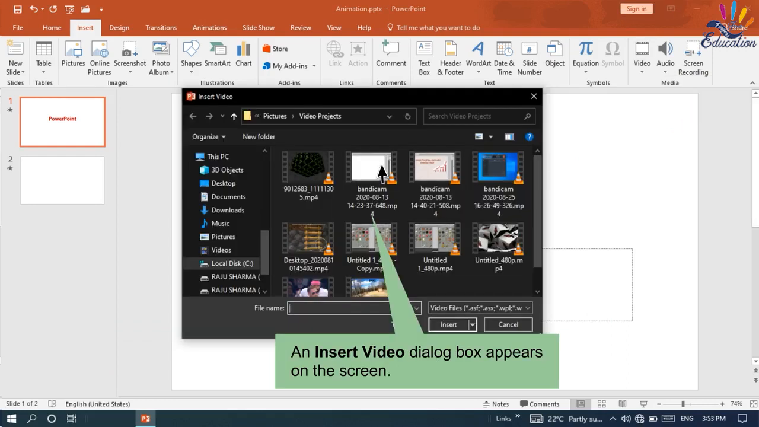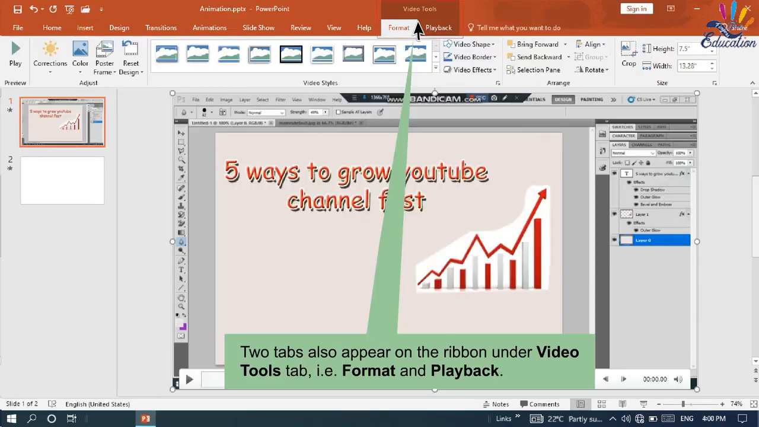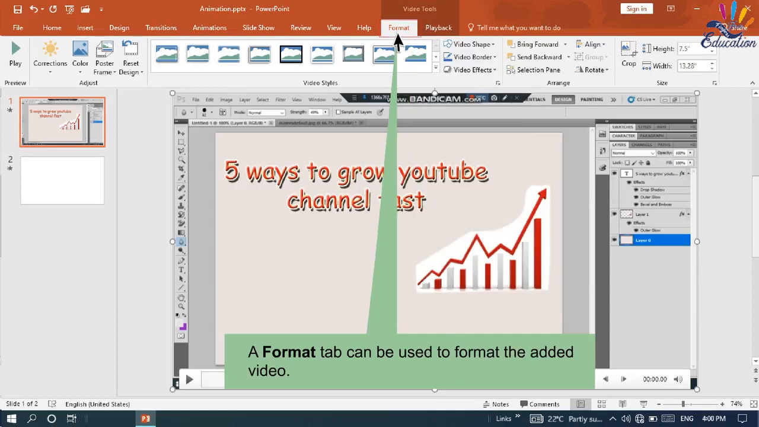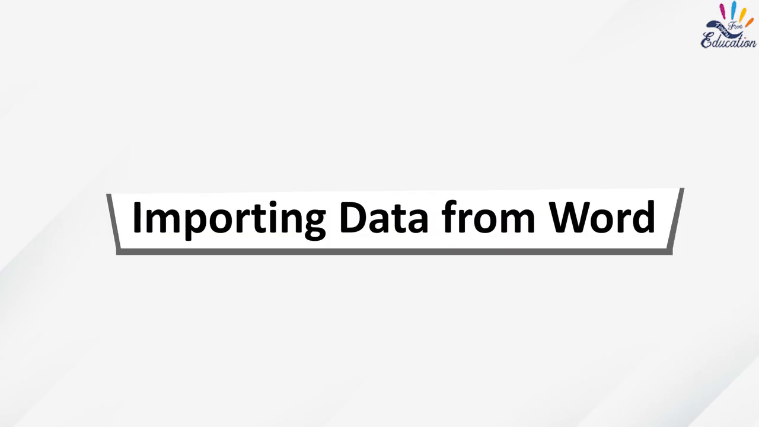An Insert Video dialog box appears on the screen. You need to browse and select the video and then click on Insert button. Two tabs also appear on the ribbon under Video Tools tab, that is, Format and Playback. A Format tab can be used to format the added video. To play the video, you need to find the play button under the video or at extreme left of the ribbon and click on it.